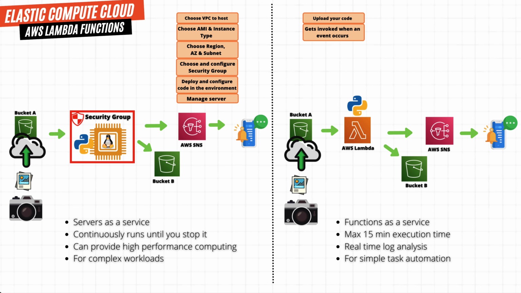So, going back to our previous example, let's say we have an S3 bucket where we upload our photos. The difference between the two sides is that on the left, we have chosen to deploy an EC2 instance to run our Python function. And on the right, we have chosen to use Lambda. Remember the steps needed to deploy our EC2 instance, like choosing an AMI and an instance type, choosing where to deploy our EC2 instance, and the other various configurations we have to do.